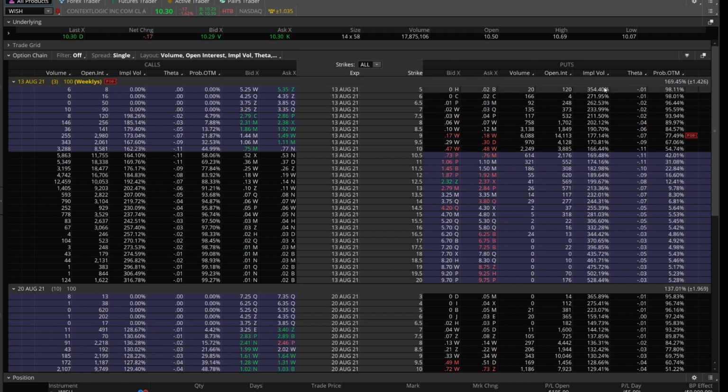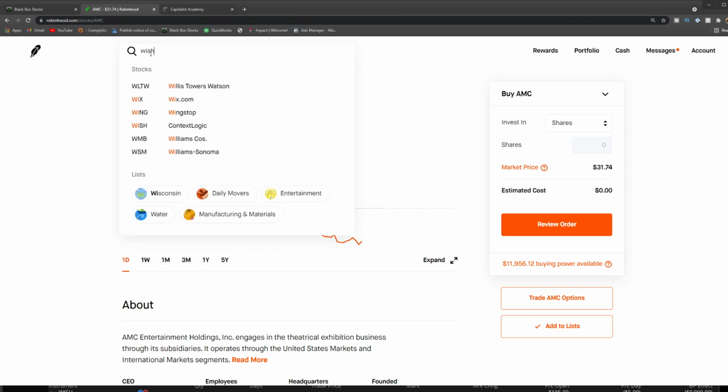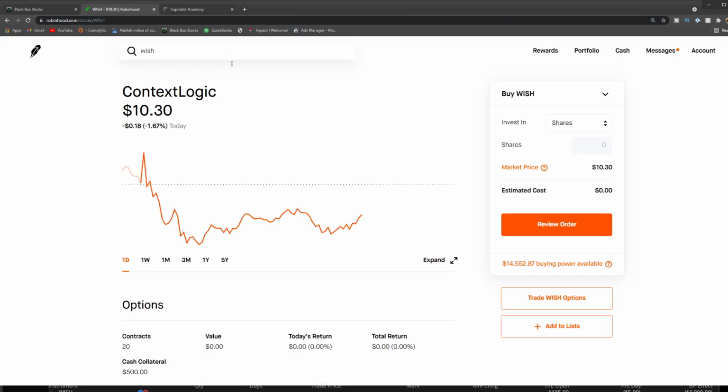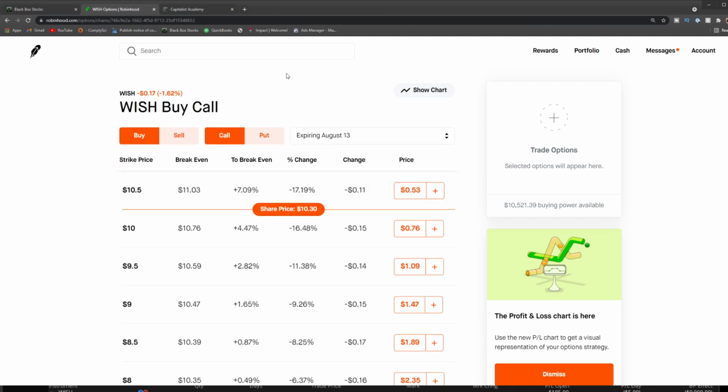Now, when implied volatility is high, it's going to end up moving what's called your Vega and your Theta. And I want to talk about that. We can go back to Wish here, but I want to talk about that using Robinhood, because even though I don't like Robinhood as a broker, the user interface specifically for options is one of the easiest ways to teach, and that's why I like to use it.